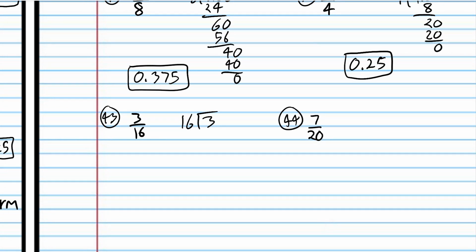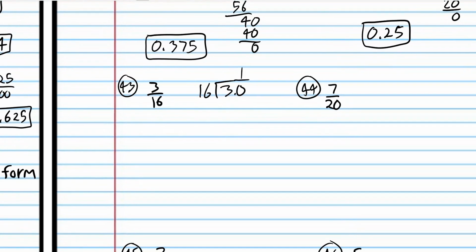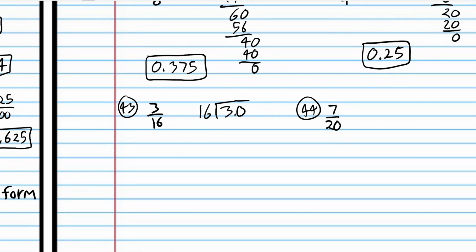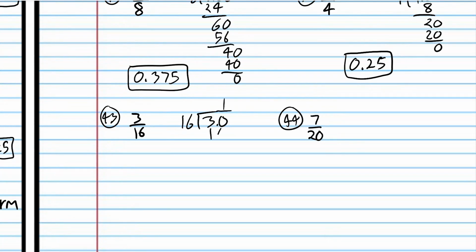16 doesn't go into 3, so we have to add a 0. 16 goes into 30 one time. Notice I'm putting the 1 above the 0, not above the 3. That's extremely important. 16 times 1 is 16. Subtract: 30 minus 16 is 14.